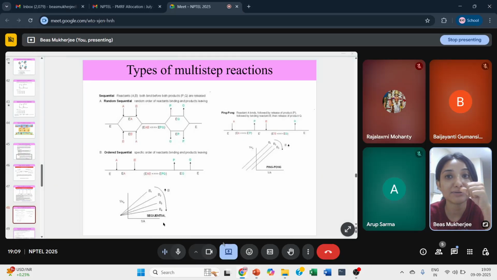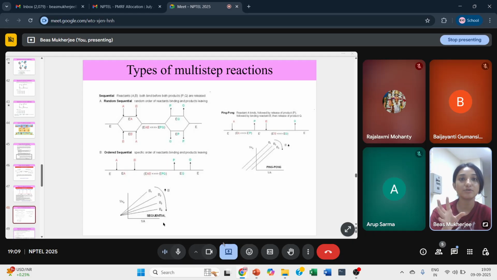Okay. So we look at these reactions once again. So in sequential, you know that the reactants A and B both bind before the product formations and then the products are released. Random sequential, random order of reactants. So first A can come or first B can come. Anyone can come. Okay. But ordered sequential means that specific order of the reactants have to come and bind. Only then the reaction will happen, otherwise it will not happen. Ping pong, the reactant A binds, followed by the release of the product, followed by the binding of reactant B, and then release of the product.